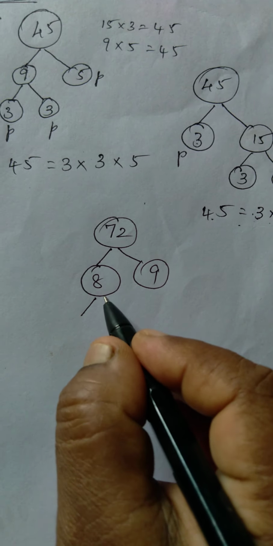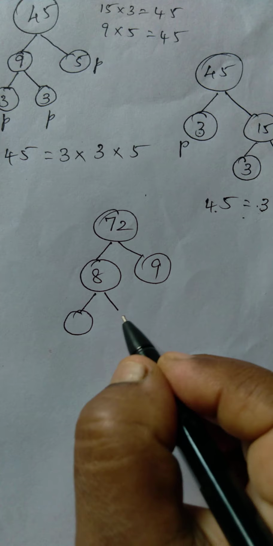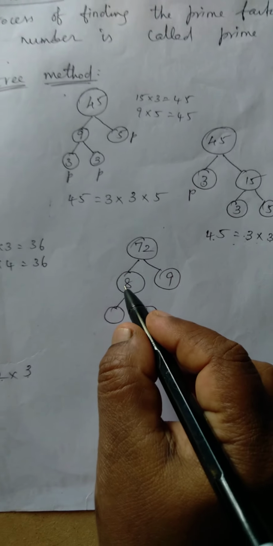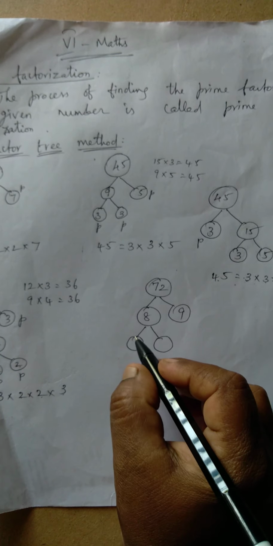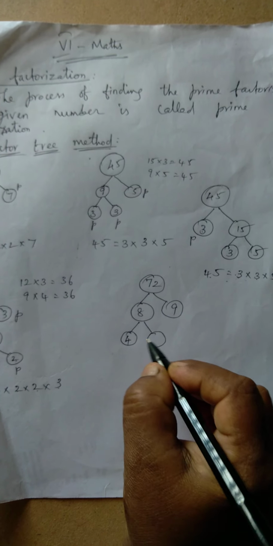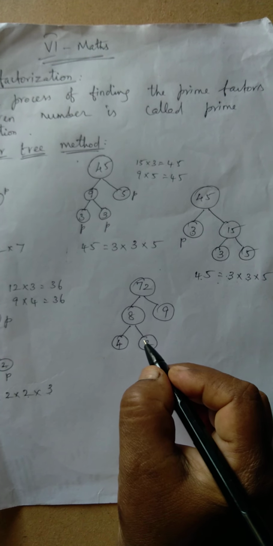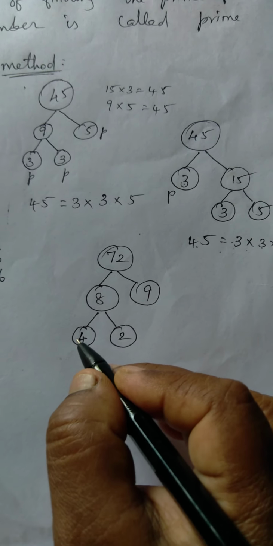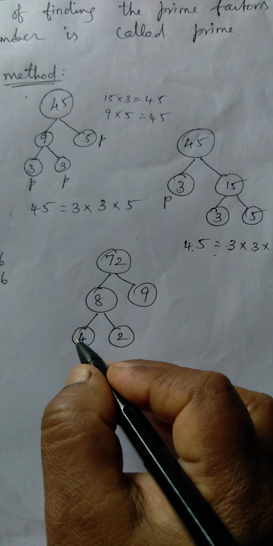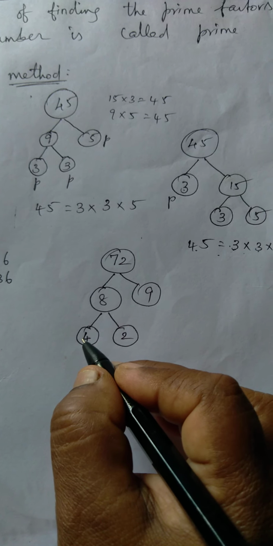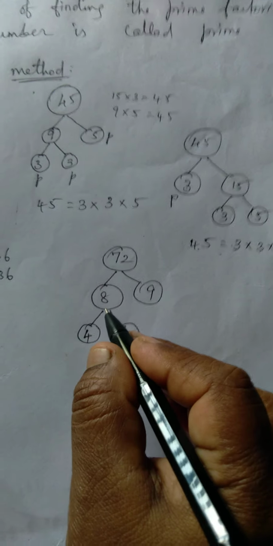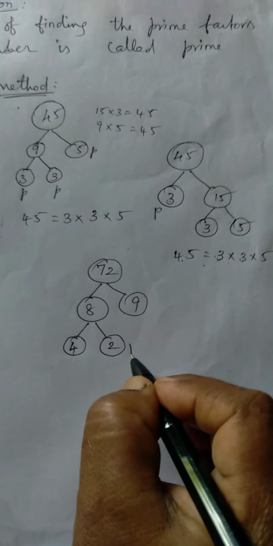8, how do we write? Both are composite, so you have to write them as a product of prime factors. First I will write 8. This 8 is composite. 8 is the product of 4 and 2. Don't write 1 times 8, because 1 is not a prime number. So you should not write 1 in the circle, children. 4 2s are 8. 4 is composite, 2 is a prime number.